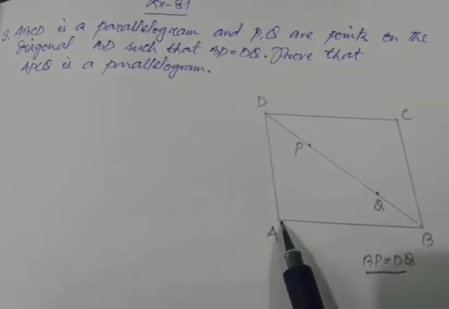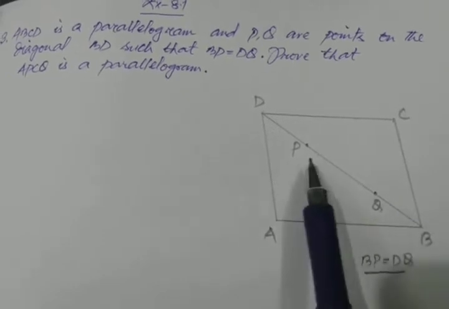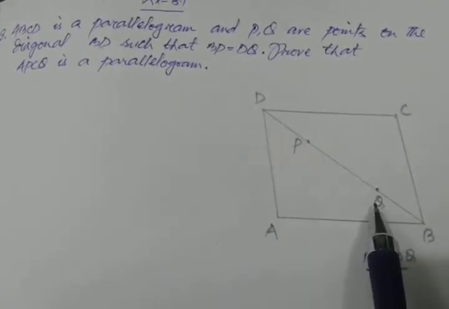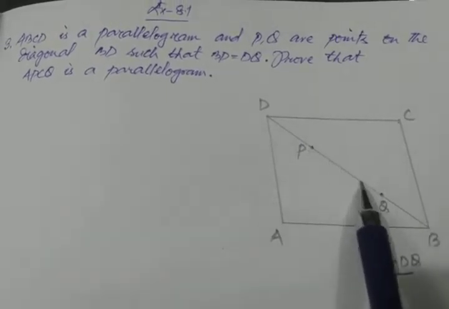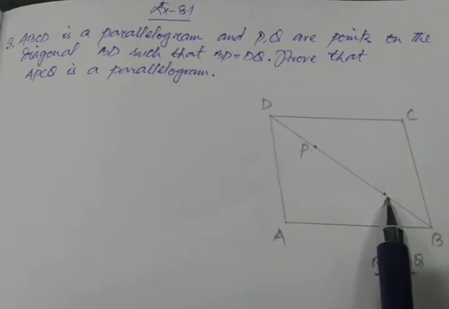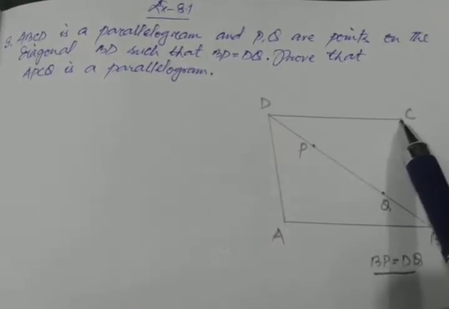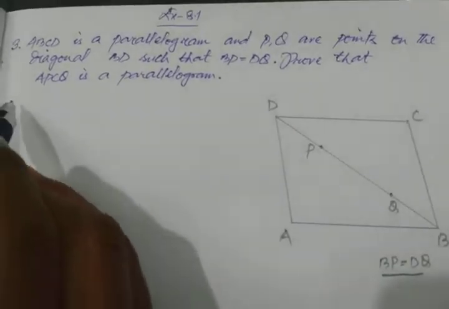As the question says, here we have a parallelogram ABCD. P and Q are points on the diagonal BD such that BP equals DQ. That means from B to P it is equal to DQ. Let us prove that APCQ, we have to join this, is also a parallelogram. Let's write the given first.